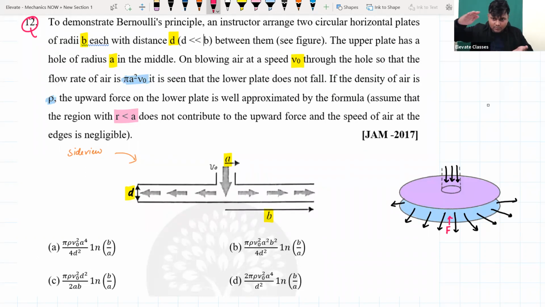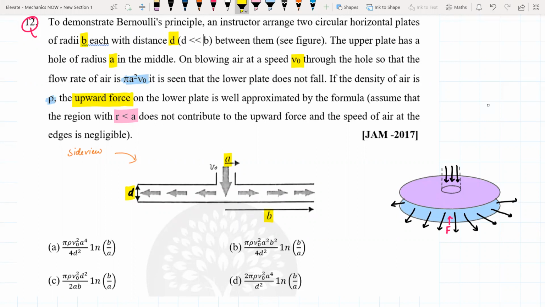Two discs, let's suppose, are on top of each other. The second disc is free to fall, but in the top disc there is a hole in which air is thrust inwards with a particular velocity, so that the air comes in and then flows out, exits. But this situation creates a phenomenon of upward thrust. So what is this upward thrust? If the density of air is given, what is the upward force, that is what they are asking. Is the question clear now?